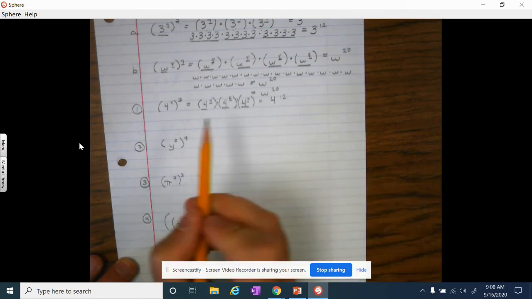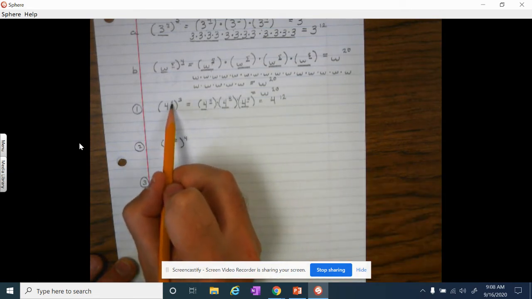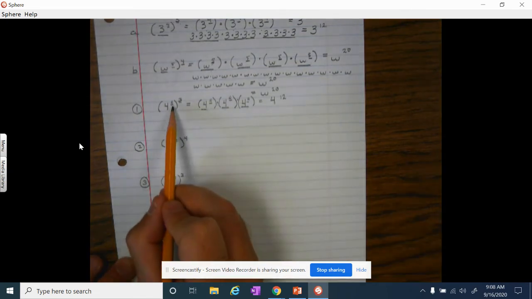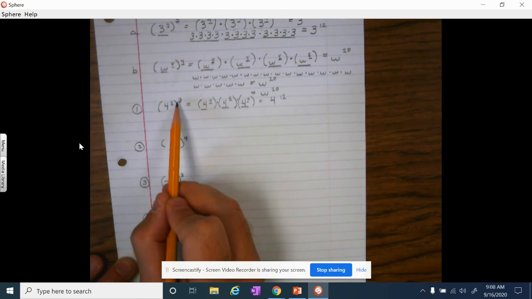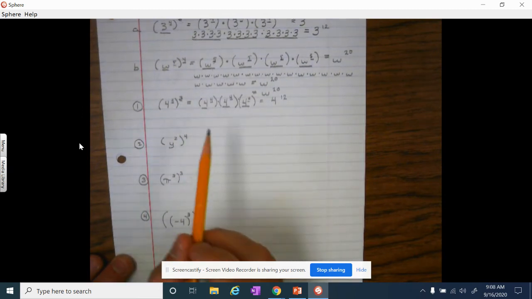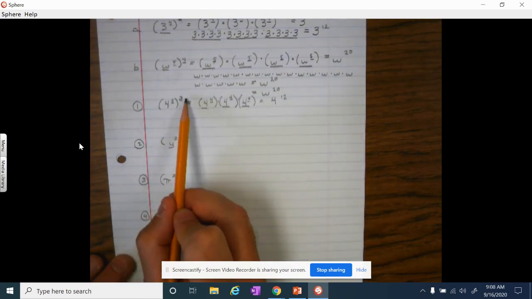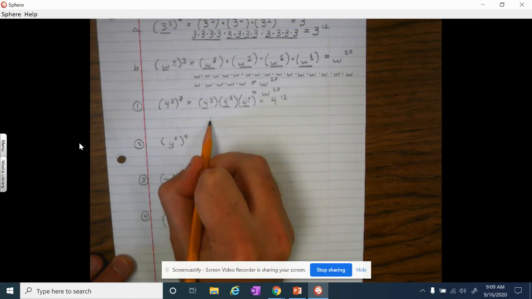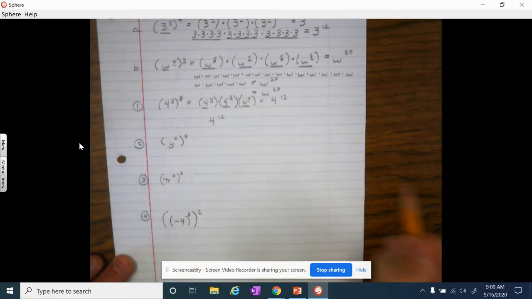Well, let's verify, because the rule says when you have a power to a power, all you have to do is just multiply your exponents. That's a little fuzzy on the screen, but this says 4 to the 4th to the 3rd. So all I need to do is go 4 times 3, and 4 times 3 is 12.